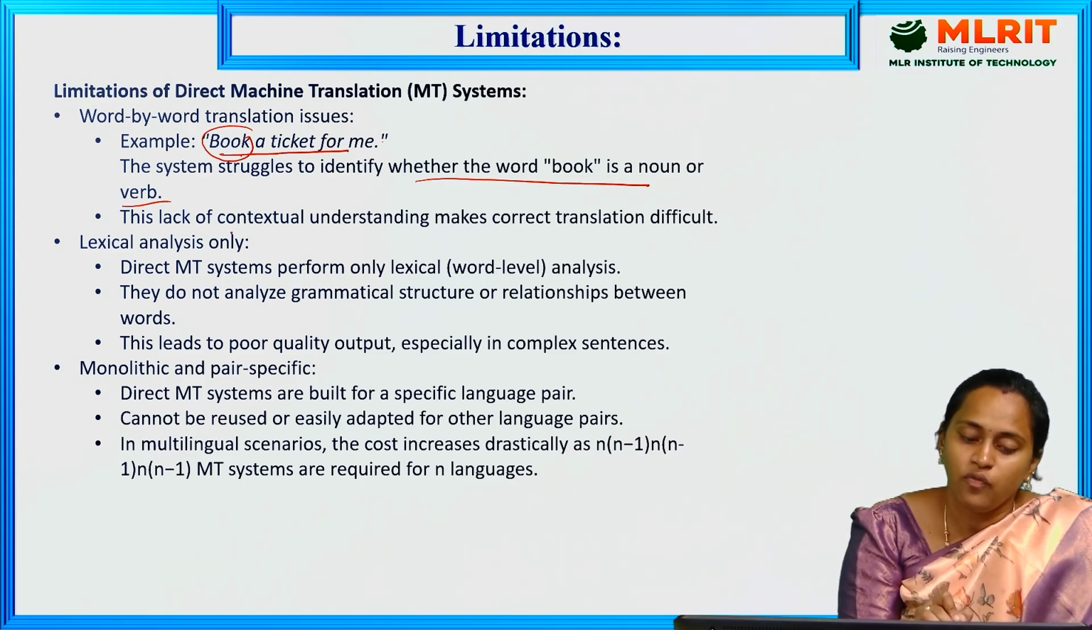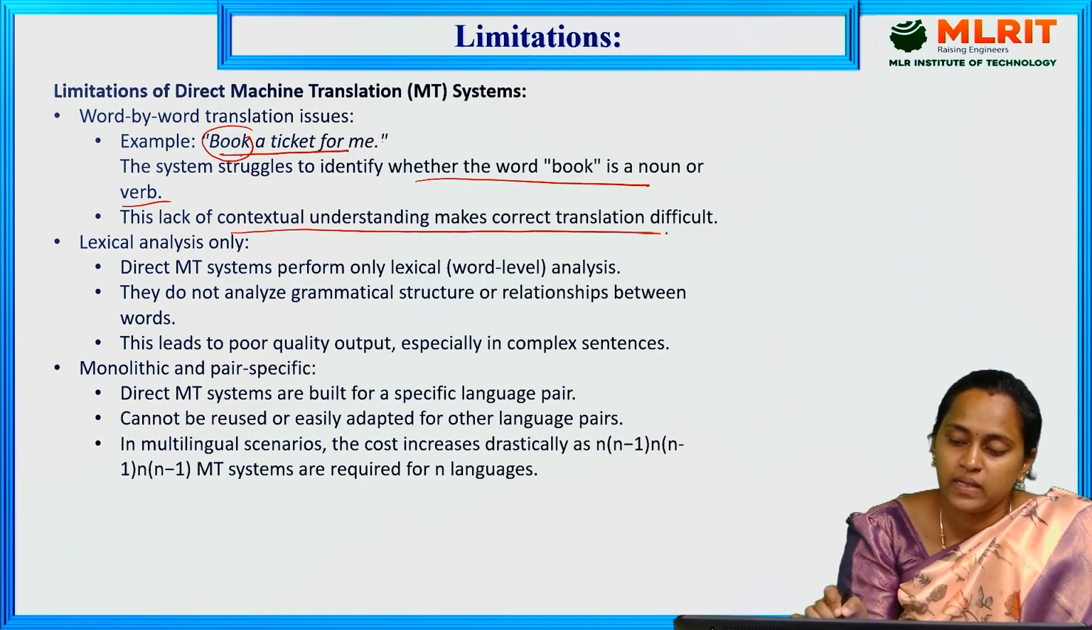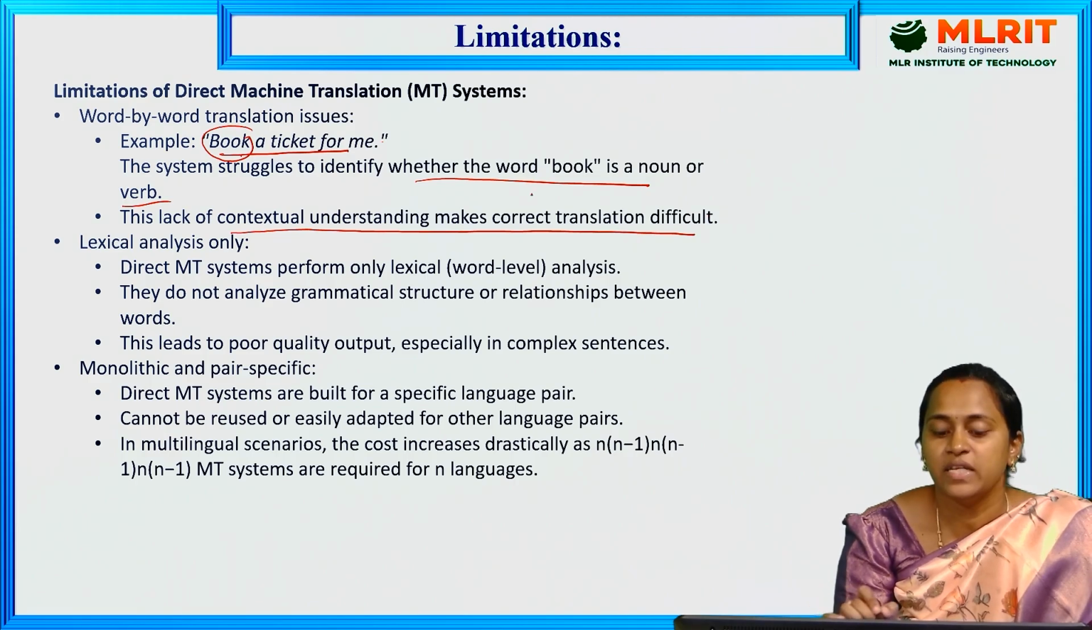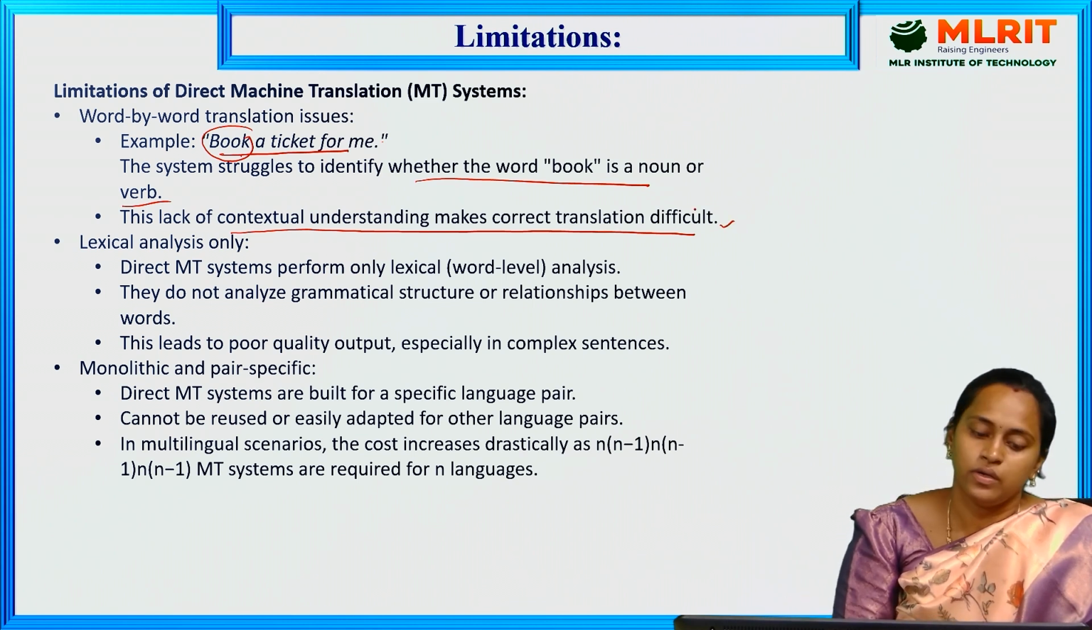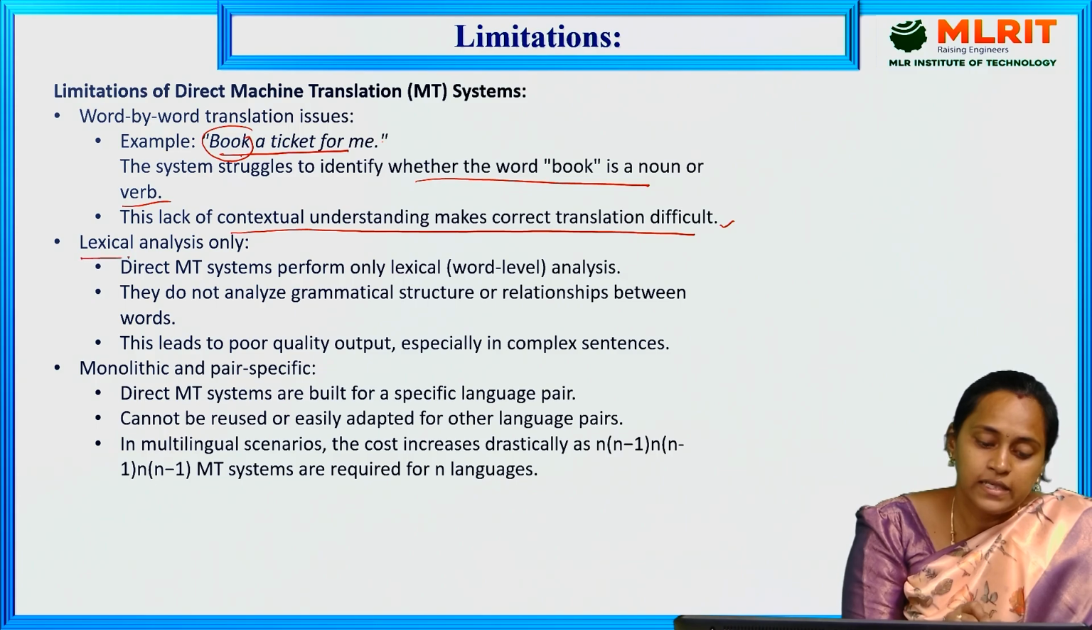The lack of contextual understanding makes correct translation difficult. This is one of the drawbacks. It means there is no understanding between the languages, so contextual understanding for correct translation is difficult. This is one drawback. Next one, lexical analysis.